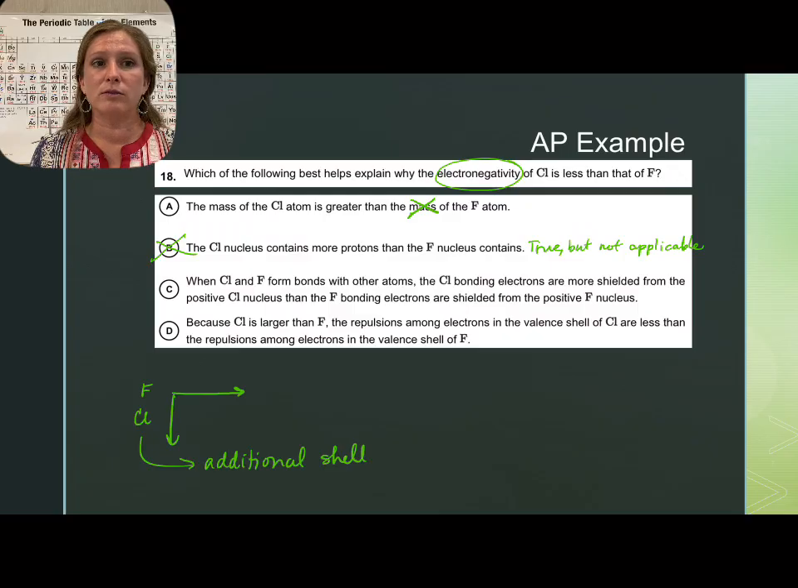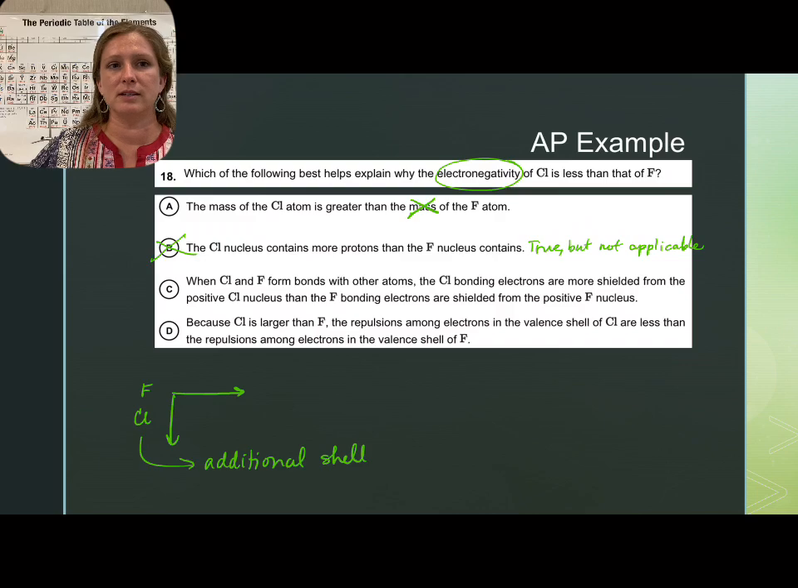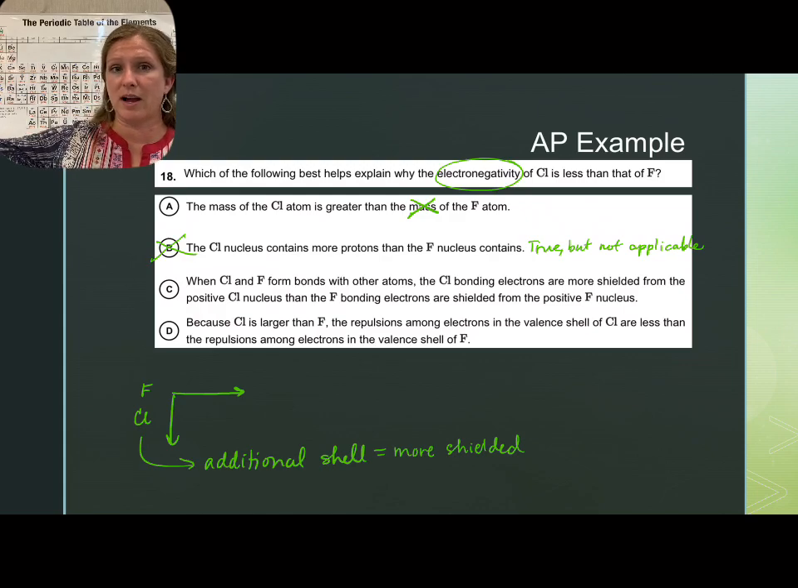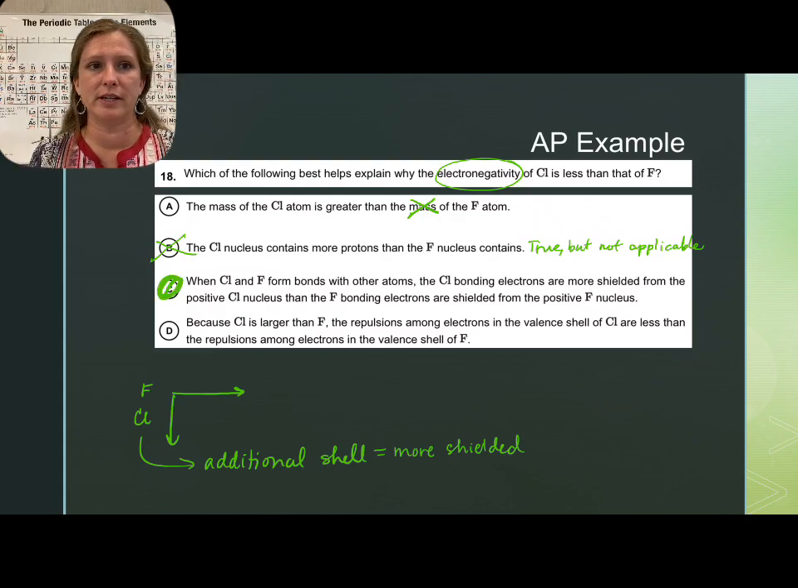We've got, when chlorine and fluorine form bonds with other atoms, the chlorine bonding electrons are more shielded than the fluorine bond. So remember, electronegativity has to do with the attractiveness of other electrons. So this makes sense that bonding would be involved. And the chlorine electrons are more shielded because they're further out. There's another shell, right? And so all those electrons on the inside of that shell are shielding the chlorine nucleus from the attractive forces of the electrons further out. C is actually the correct answer here.